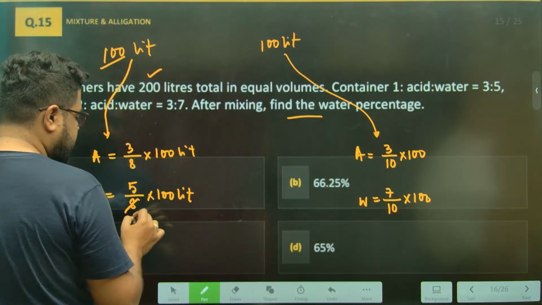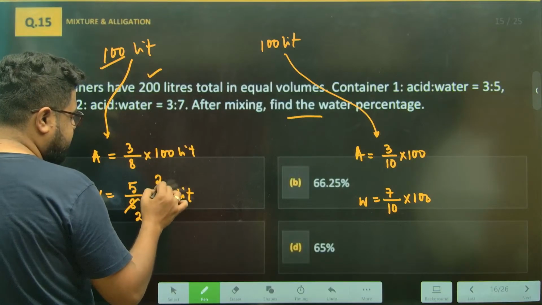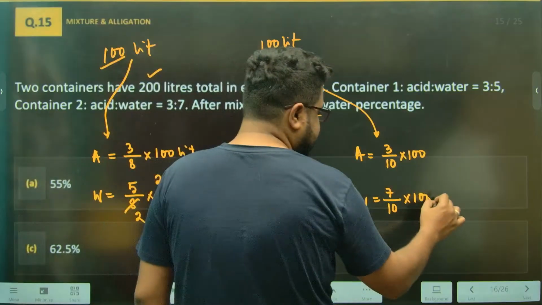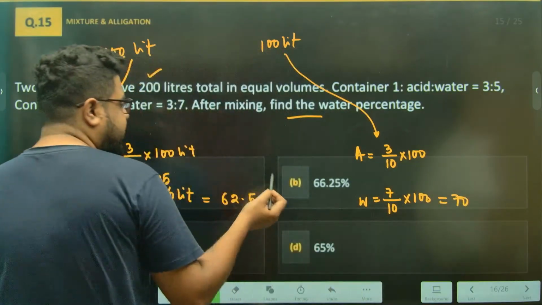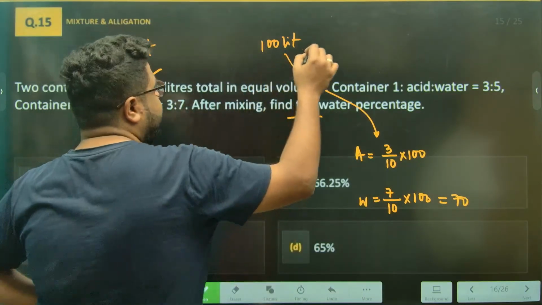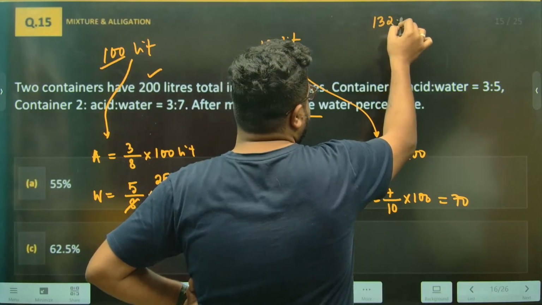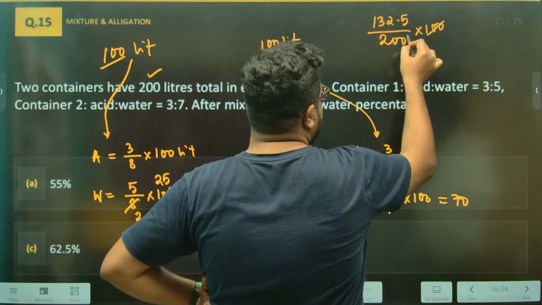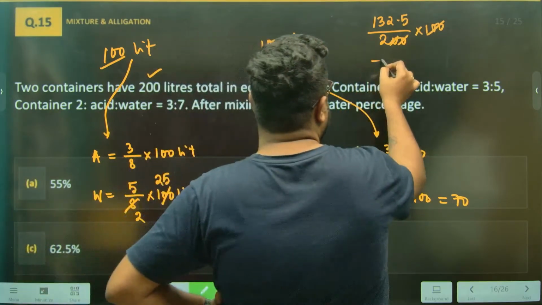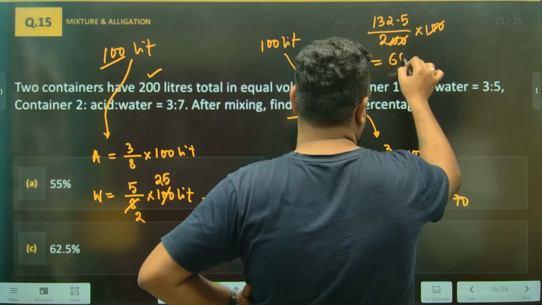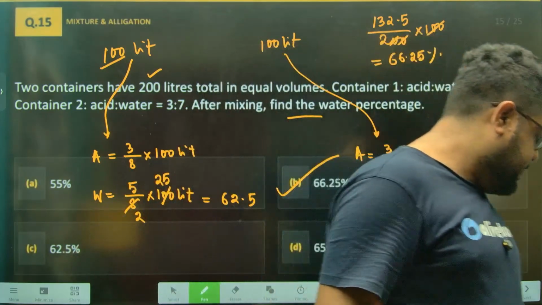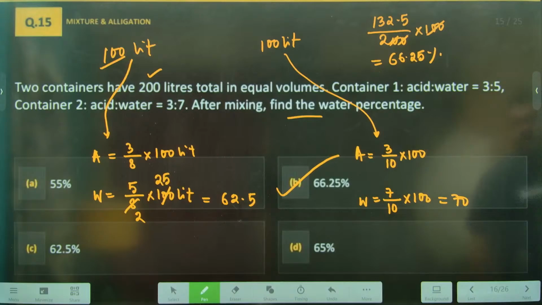Water will be this: 8 twenty-fives are this, so 62.5 liters here, and this is 70 liters here. So total 70 and 62.5 is 132.5 liters. That much water out of total 200 liters, into 100, gives 66.25%. That is the correct answer, sir, option number B. 66.25% is most definitely your correct answer.